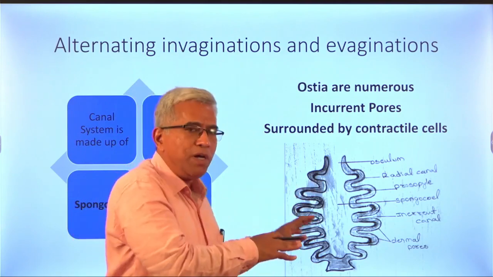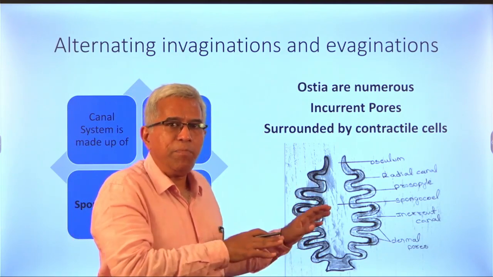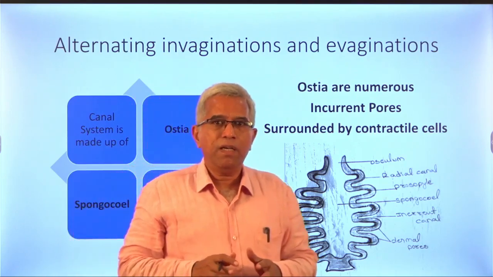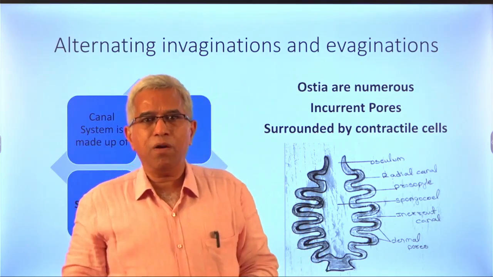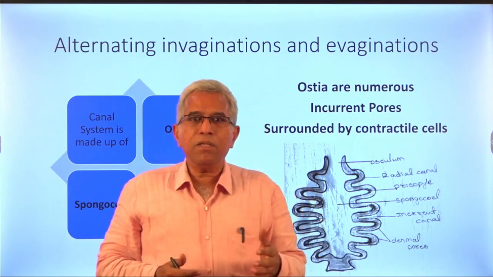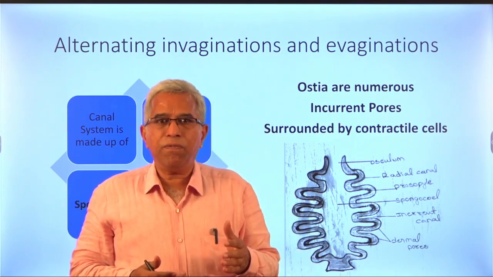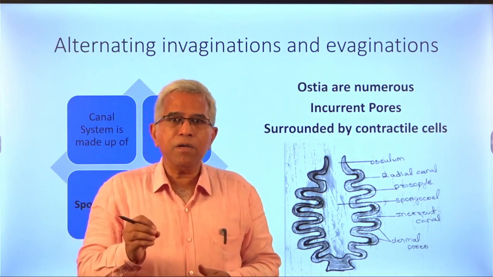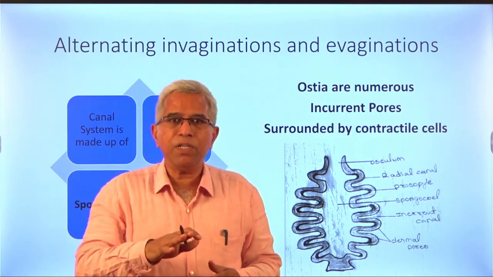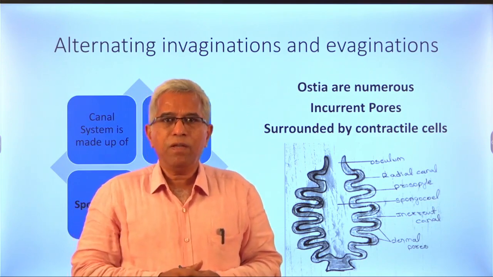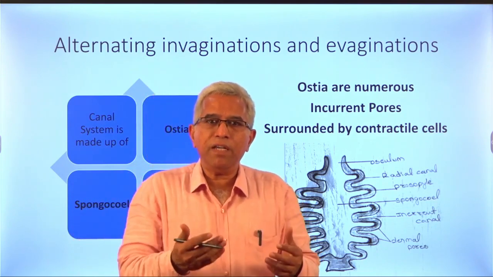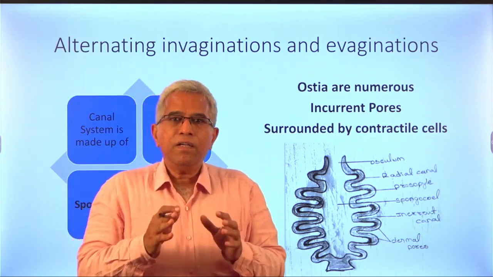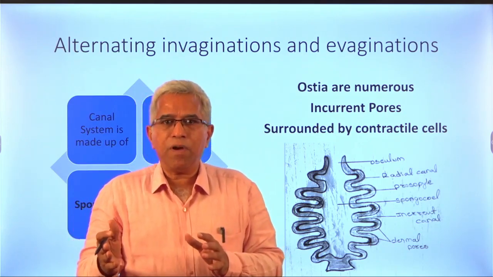I have listed out the different integral parts that are found in the canal system. Let me make a review of the same now. The canal system is the unique system that is found exclusively in sponges, and this canal system is made up of perforations and foldings. Foldings may be evaginations or invaginations. And there are three types of canal system, of course.